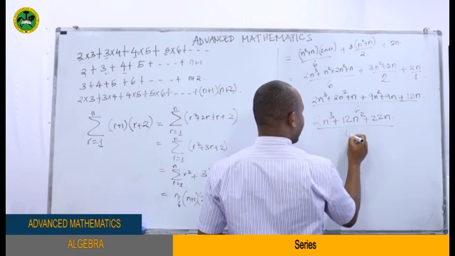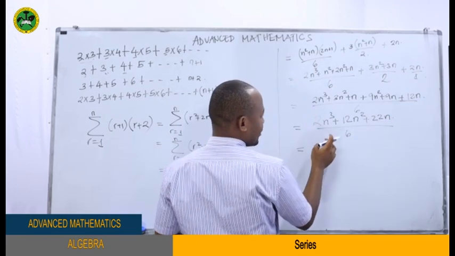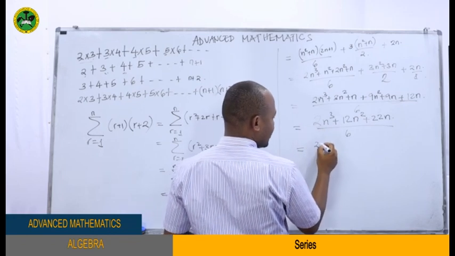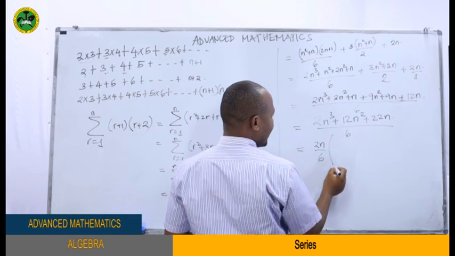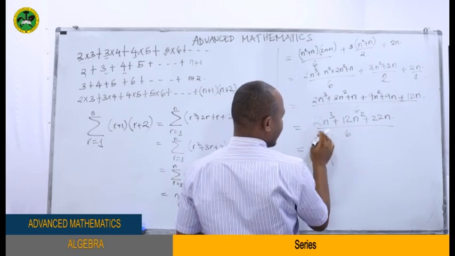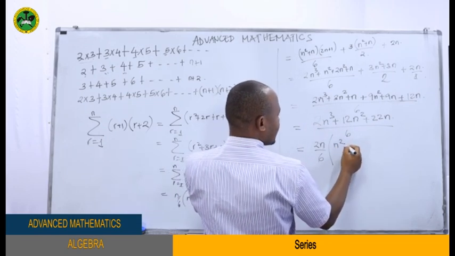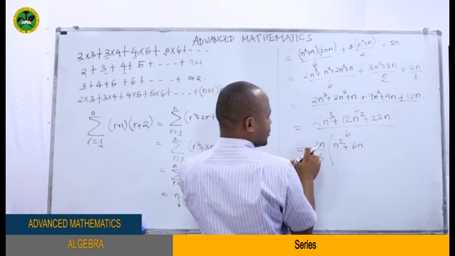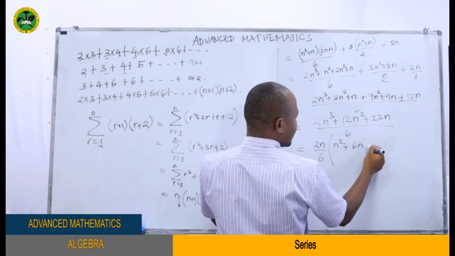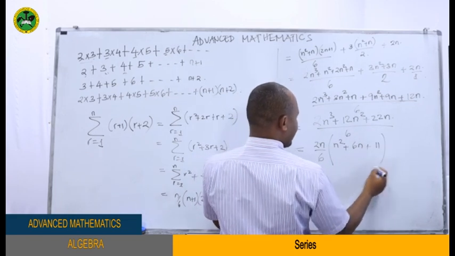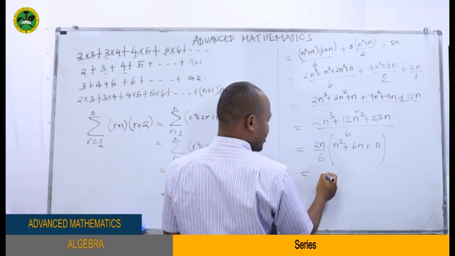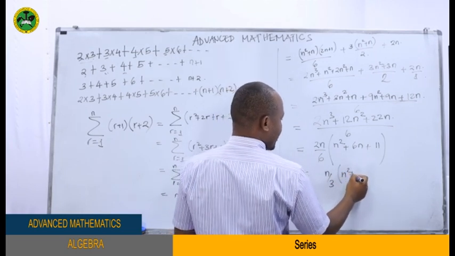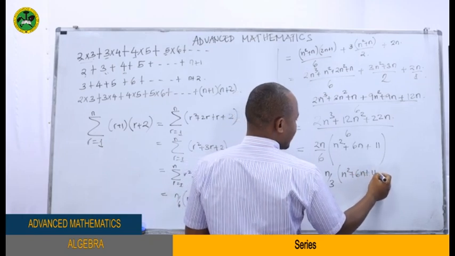Let's simplify that more. Can we factor out 2n? Then let's have 2n over 6, and inside the brackets, let's have what? That means we are left with n square plus 6n plus 11, since we factored out 2n. And simplifying that more, that means we are going to have n over 3 times n square plus 6n plus 11.